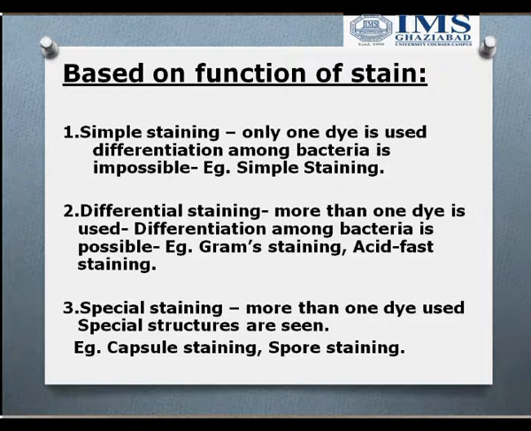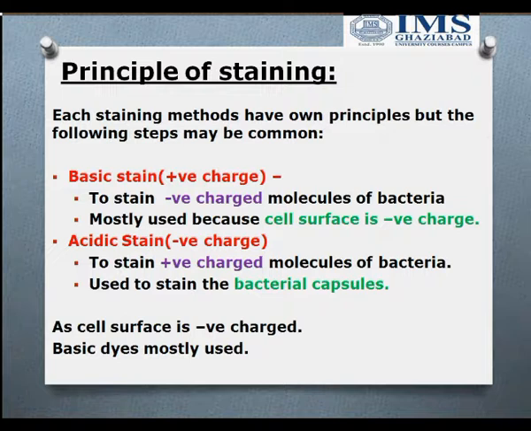Under special or negative staining, the cells remain clear and the background is colored to create a contrast to aid in the better visualization of the image. Examples here are Indian ink and nigrosin. Principle of staining: why we stain the bacteria, as we have discussed, is that it gives differentiation or provides visibility to the bacteria.